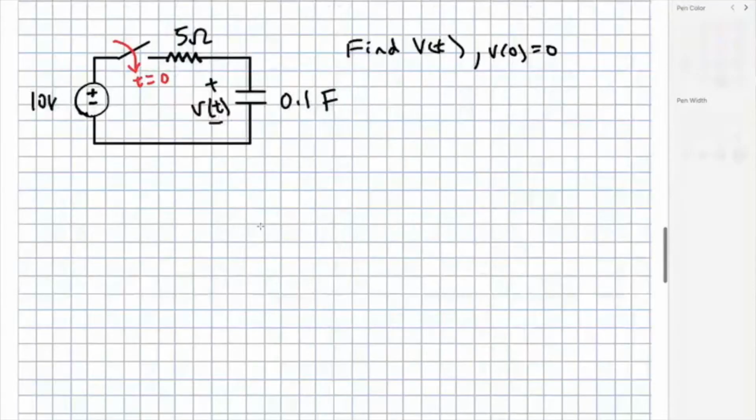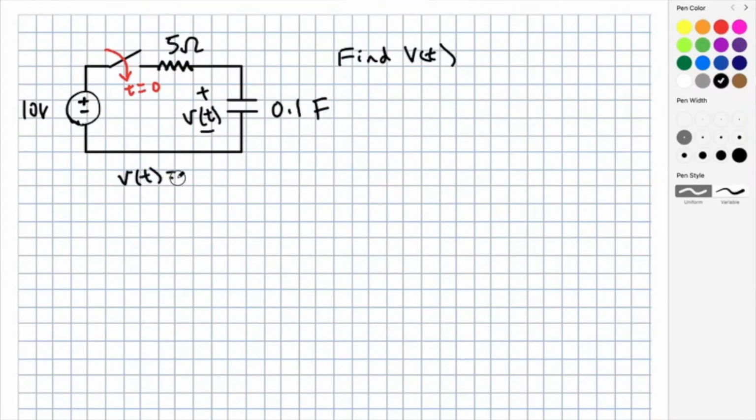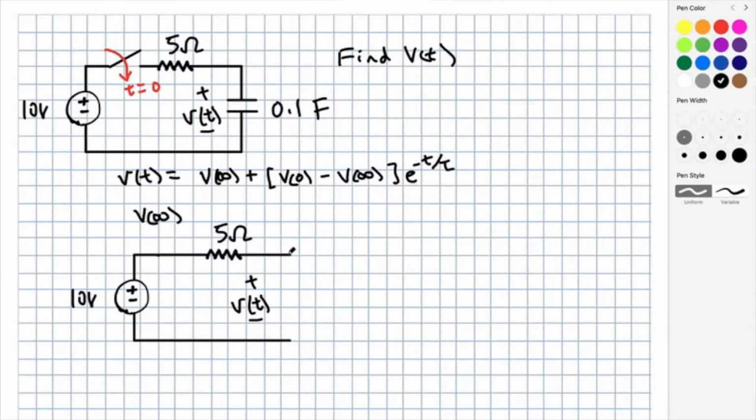To illustrate this, let's do an example. We want to find V(t) across the capacitor if V(0), the initial voltage, equals 0, and the switch closes at t equal to 0. We know that V(t) is equal to V(∞) plus [V(0) minus V(∞)] e to the negative t over tau. So we need to find each of these: V(∞), V(0), and tau. Let's start with V(∞).